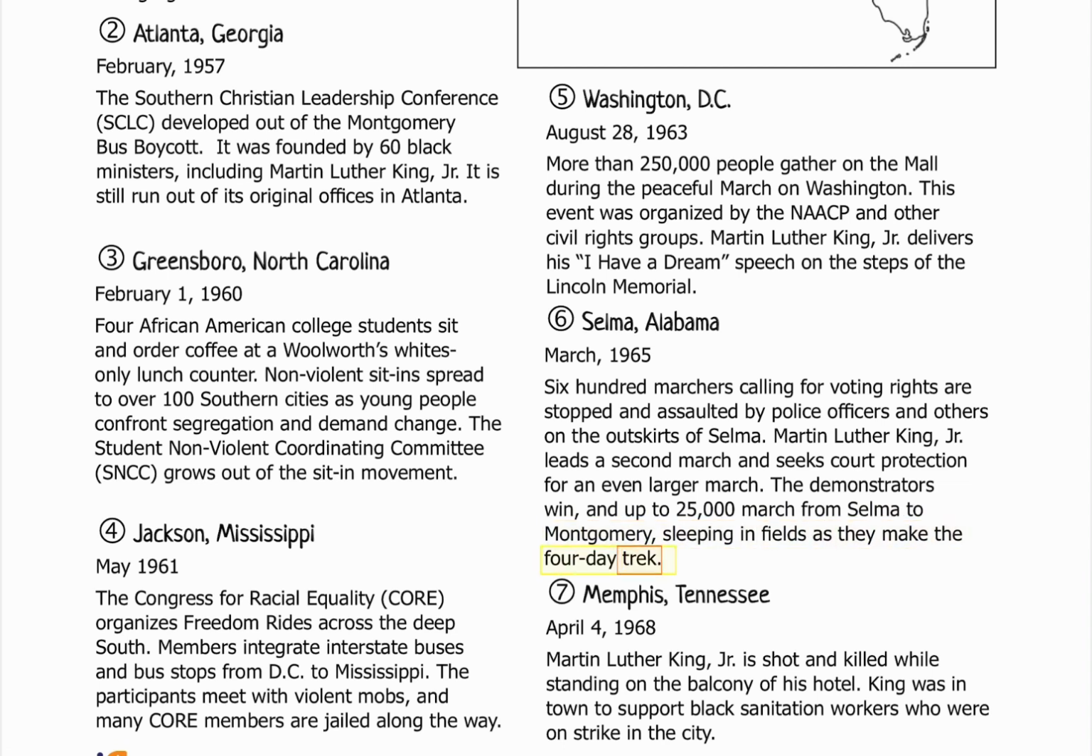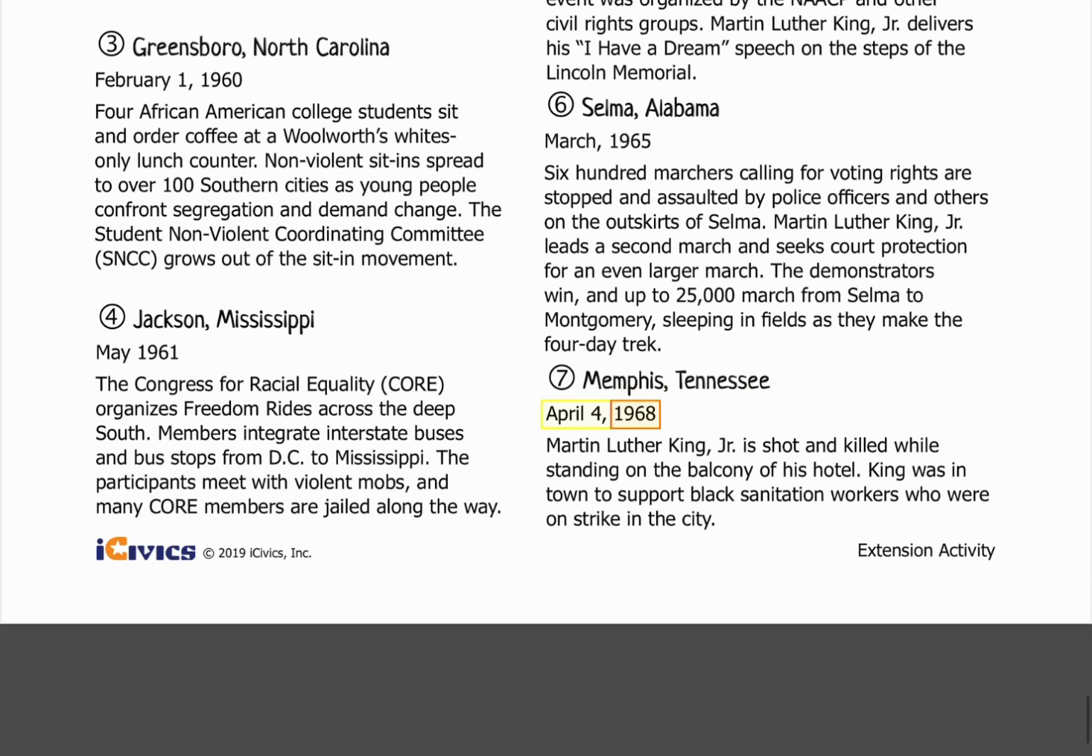Memphis, Tennessee, April 4, 1968. Martin Luther King, Jr. is shot and killed while standing on the balcony of his hotel. King was in town to support black sanitation workers who were on strike in the city.